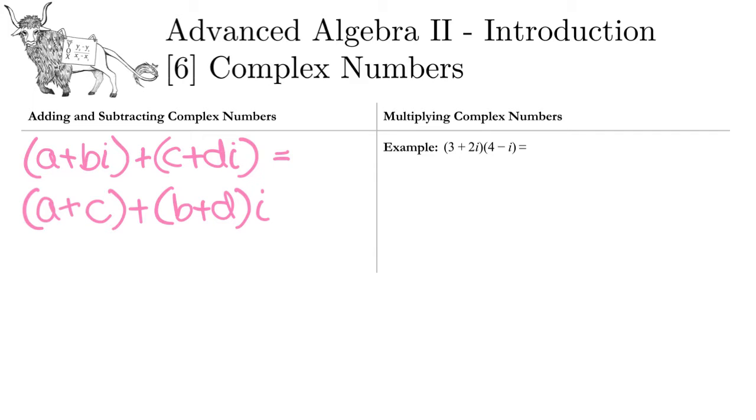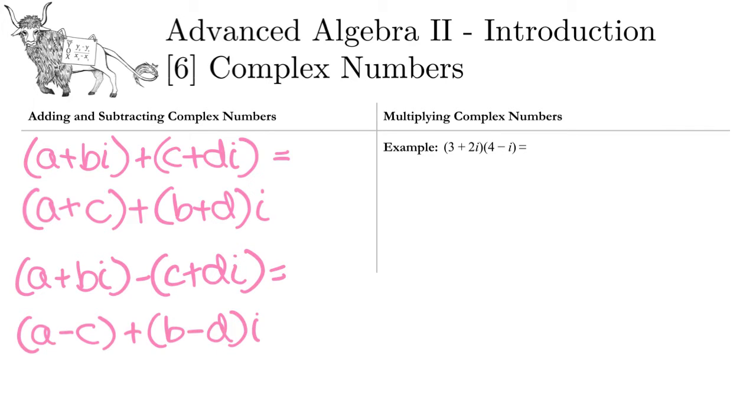Subtracting complex numbers is pretty much the same, just with subtraction. So we have a plus bi and c plus di again, but we subtract them. Then we get a minus c and b minus d, i. If you practice doing some problems like that, you should be good. Multiplying complex numbers gets a little more interesting. Let's do this example together.